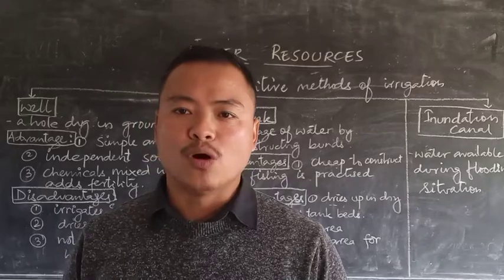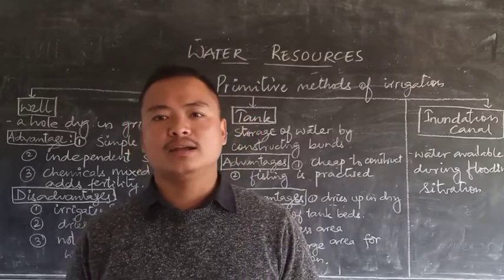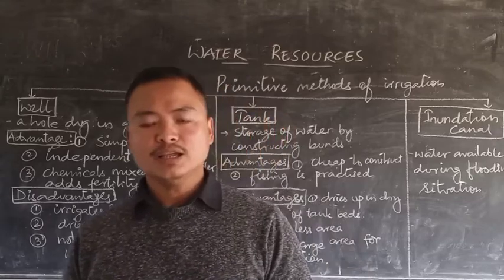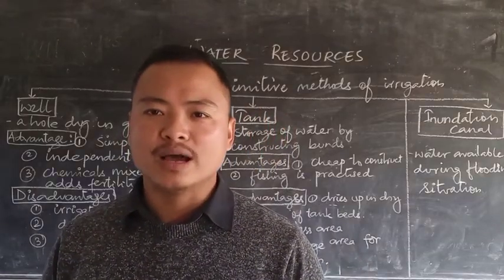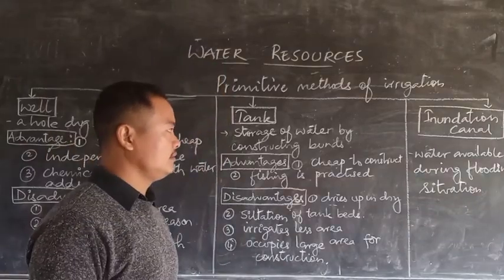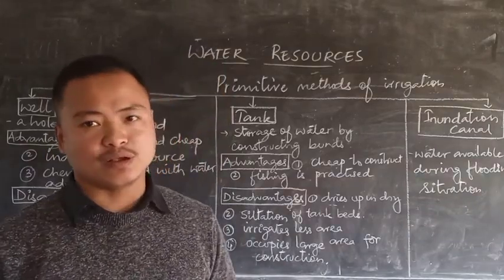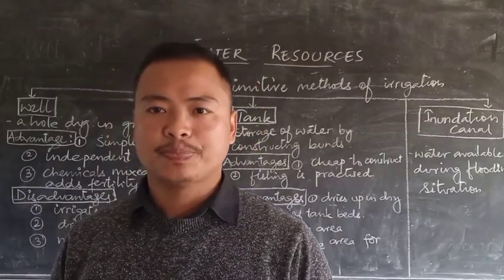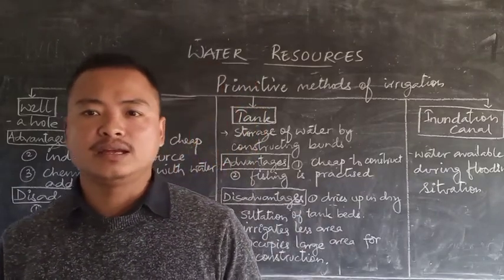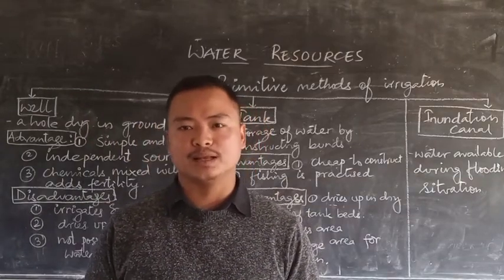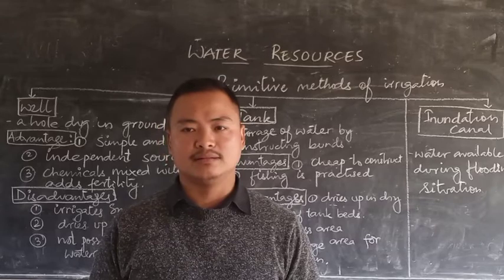Whereas water is much more required during the drier season rather than the rainy season. So when we require water during the dry season, the inundation canal remains dry, because there is no flooded water that runs through this canal. Hence, it does not provide a large scope in carrying out irrigation practice with the help of inundation canals.